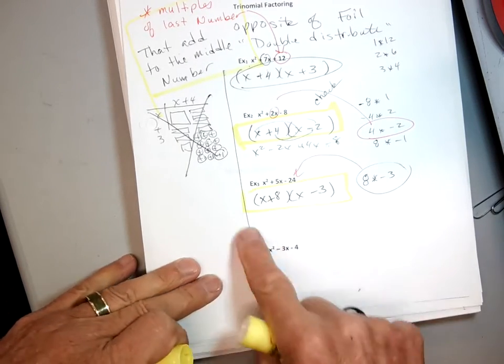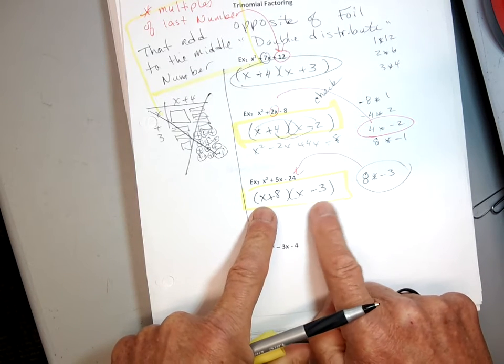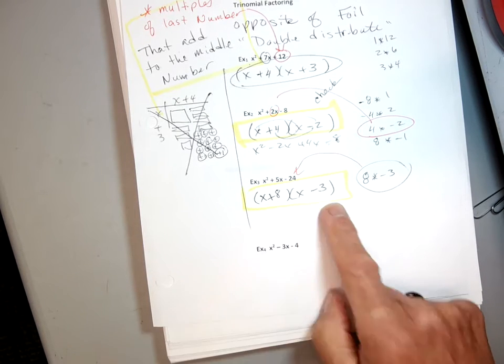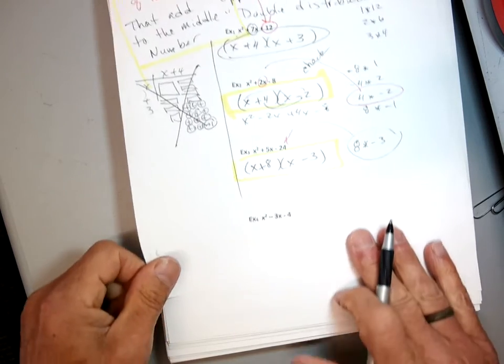Again, if you wanted to check your answer, you could. X squared minus 3x plus 8x minus 24. Okay? That's my factored trinomial. Okay, let's do it again. Example 4.